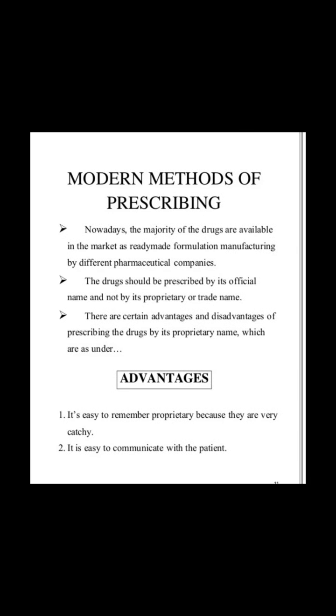So next we have is modern methods of prescribing. Nowadays the majority of drugs are available in the market as ready-made formulations manufactured by different pharmaceutical companies. So the drug should be prescribed by its official name and not by its proprietary or trade name. There are certain advantages and disadvantages of prescribing the drugs by its proprietary name, which are as under.